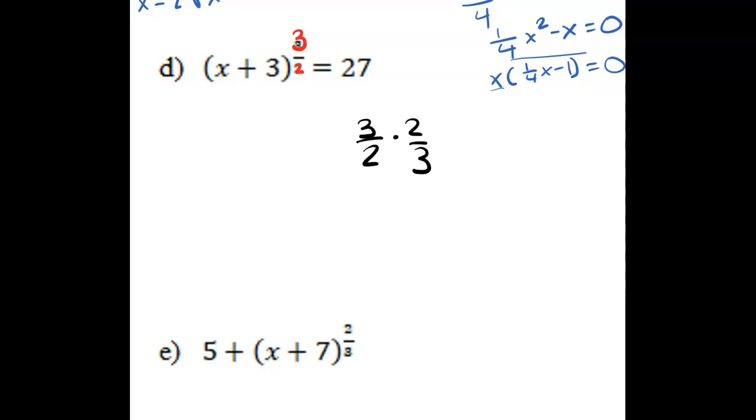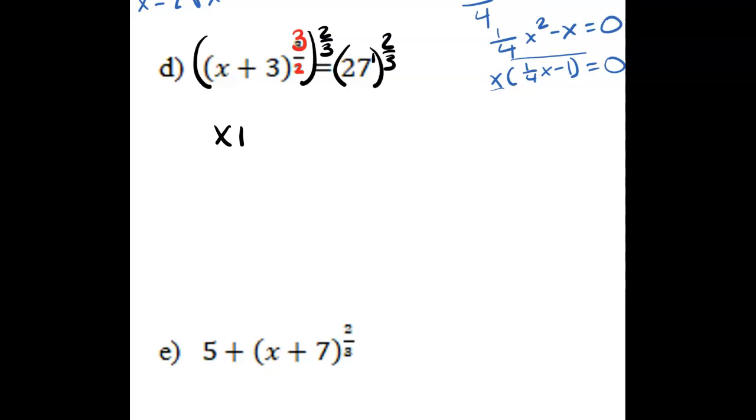Well, exponents kind of work that same way. So, I'm going to take this entire thing, and I'm going to take that to the 2/3. Well, since I took this side to the 2/3, I also have to take this side to the 2/3 as well. If you don't know, or if you don't see an exponent, that exponent is a 1 on the inside. Alright, from here, now I've got x plus 3 is equal to 27 to the 2/3.